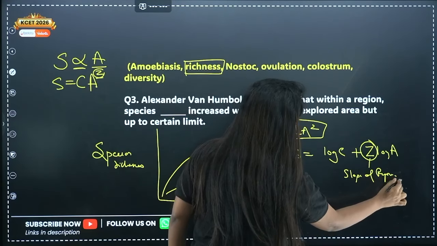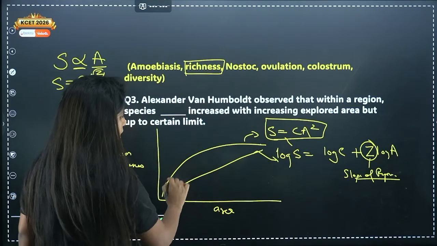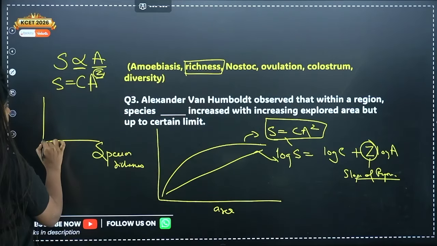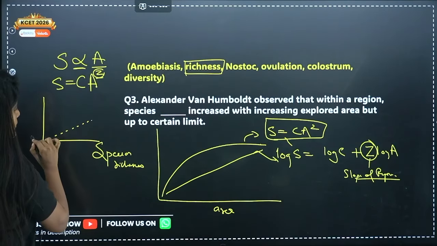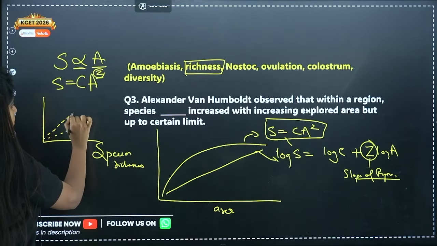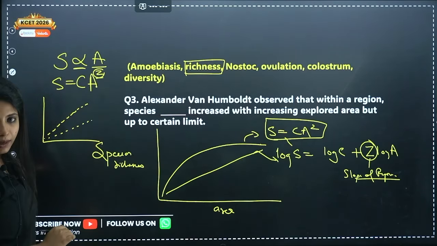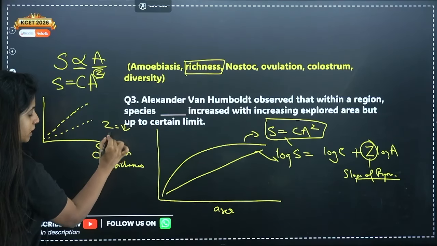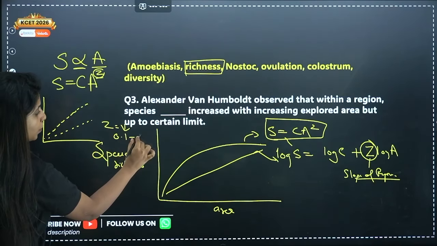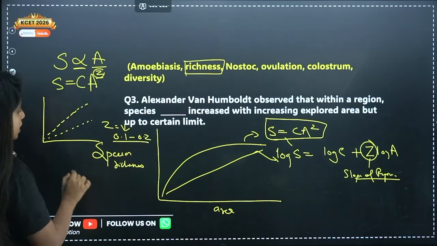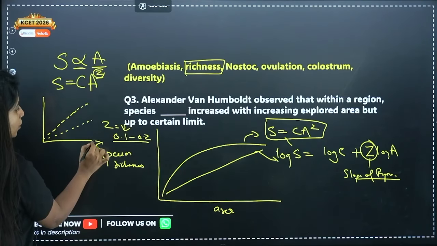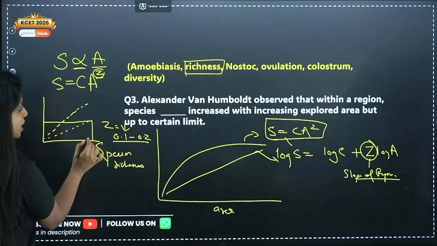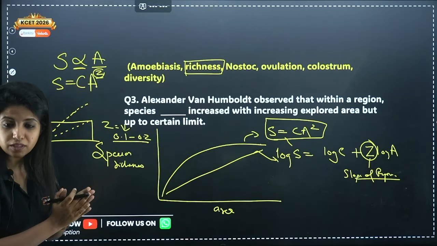What do you exactly mean by that? Suppose the slope is like this, and there is another slope which is like this. What do you understand by that? Here the slope value is less, so Z's value is going to be less, around 0.1 to 0.2. In this case, with the amount of area that I am exploring, which is way too much, the species richness is not too much. That means it is not following the principle that we studied.